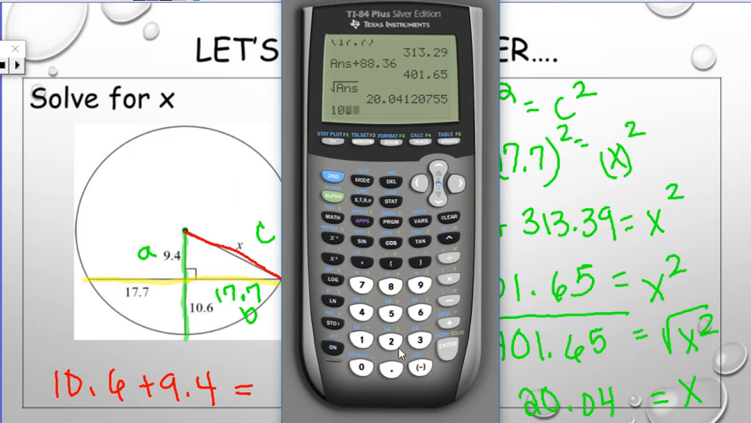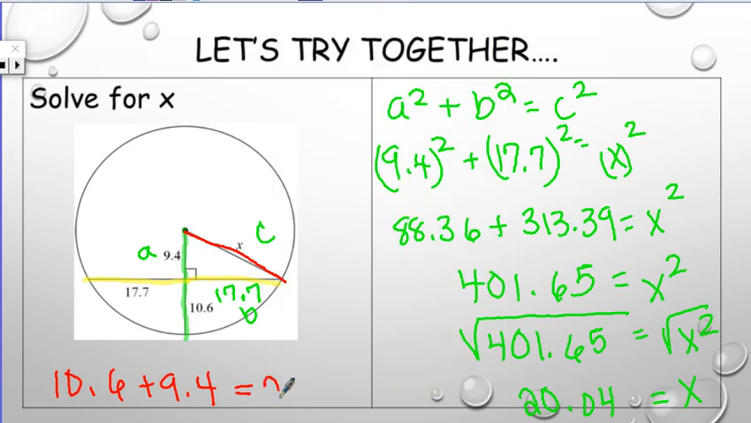So 10.6 plus 9.4, and that's about the same, 20. And it doesn't have the 0.04 part. Our calculator had more numbers to deal with, so the answer is a little bit more accurate than just looking at the rounded answers here. So you get the same exact answer. That was lucky for us on that problem.